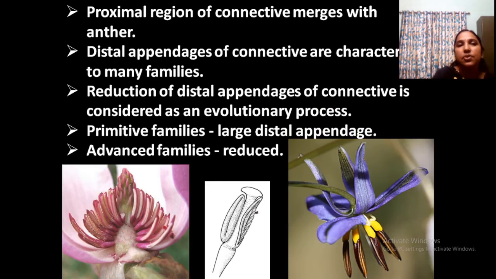Okay. Then the proximal part of the connective merges with the anther. Okay. Distal appendages of the connective are characteristic of many families. Many of them have distal appendages. See, this is a distal appendage, but proximal appendages are very rare. So, the distal appendages are reduced, and they are observed only in primitive families. This is the distal appendage observed in the primitive family, that is gradually reduced in the advanced family. You cannot see such appendages. See here, you can't see the appendage.